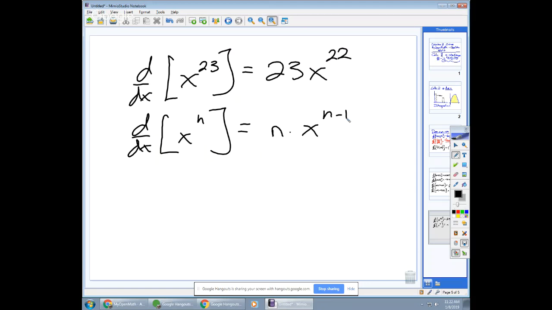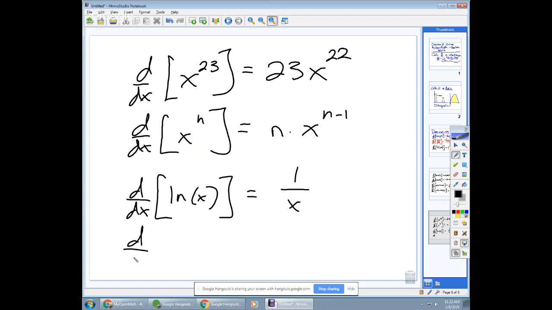So we've listed quite a lot of rules. There were others. Here's another important one. The derivative with respect to x of the natural log of x. I know this one. It's 1 over x. Good. How about e to the x?